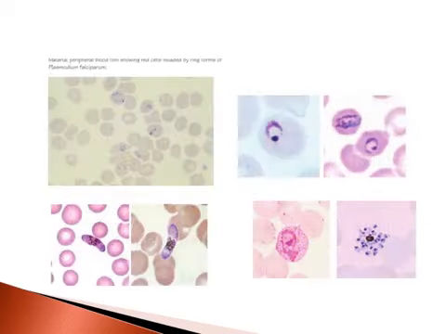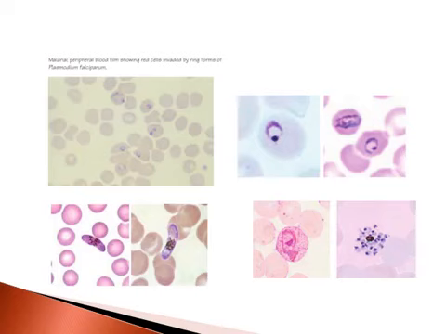We'll see later. Here are some blood films showing malarial parasites. We can see them inside the RBCs. Here is Plasmodium vivax and Plasmodium malariae. The ring stage is very big, while it is very small in Plasmodium falciparum.